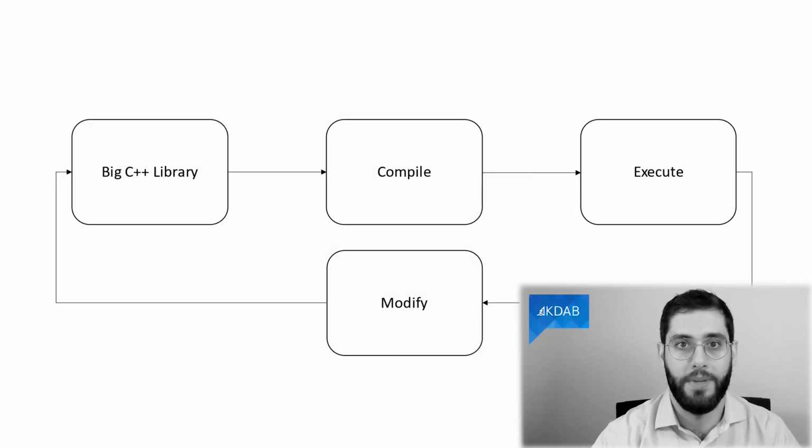Let's say we have a big library written in C++. In my particular case, this library was Eigen, which I was using to solve some complex simulation algorithms. However, each time I needed to change the simulation parameters, I had to modify the C++ code, recompile, and execute again. This took a big amount of time and was difficult to track changes.